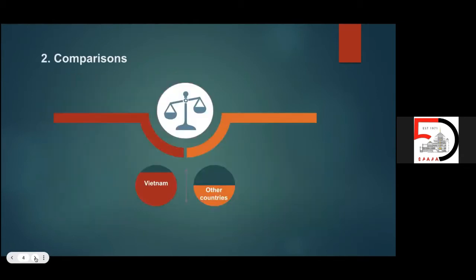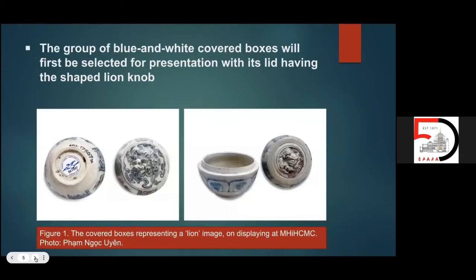Let's move to the next part of the presentation, comparison. Then some groups of standing blue and white ceramic cover boxes. The group of blue and white cover boxes have at least the same lion knob. The knob handle is presented by the lion image mounted in the form of a lion right on the flat lid. The image of the lion may be called chiling in Chinese art, recently found in Java and the Philippines.